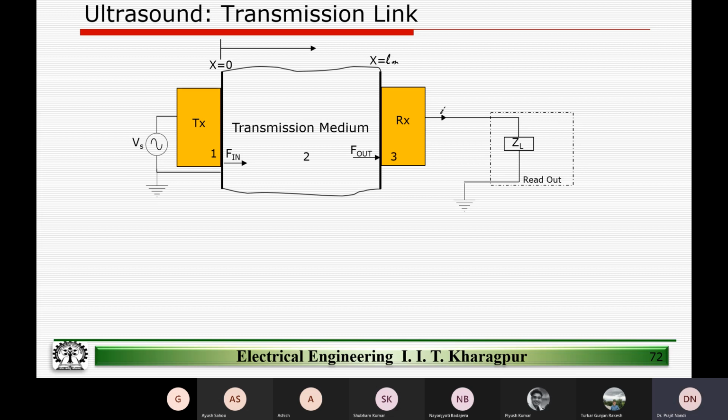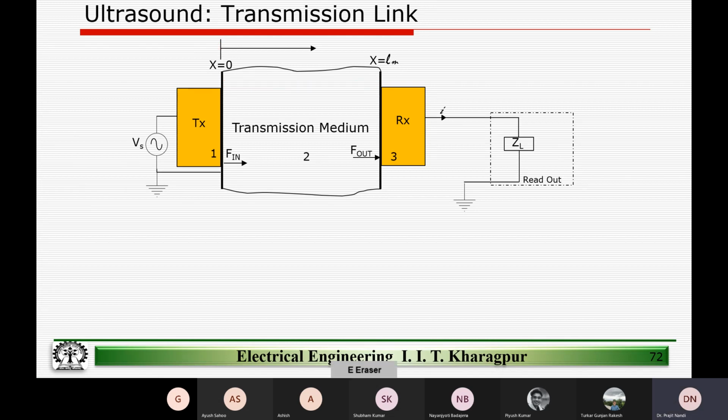So what we are seeing here, let's say this is my x equal to 0, meaning this is where the sound waves are being generated from the transmitter. I define this as x equal to 0, and the sound waves will propagate and hit the receiver at a distance Lm. Why Lm? Because this shows the length of the transmission medium. So at x equal to Lm, we have a receiver, right?